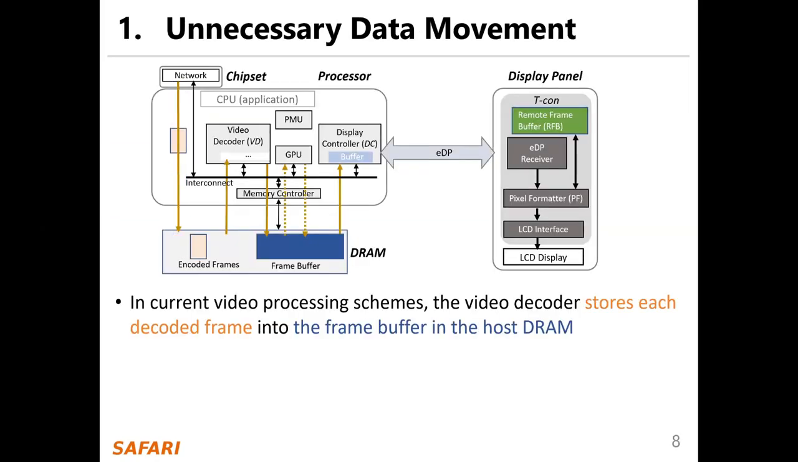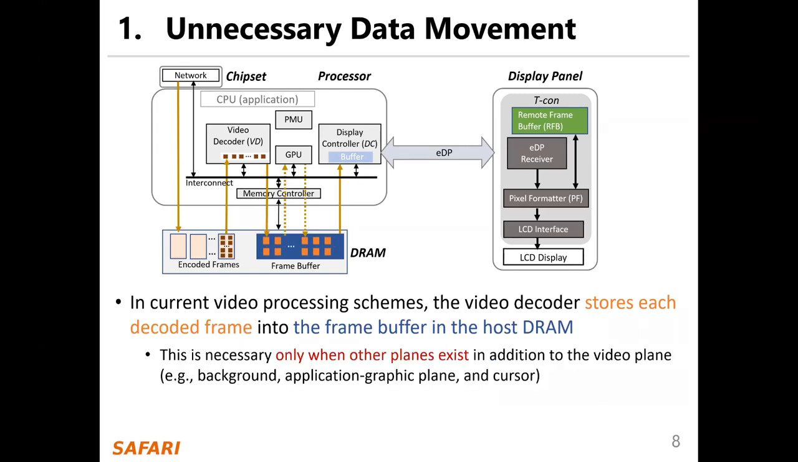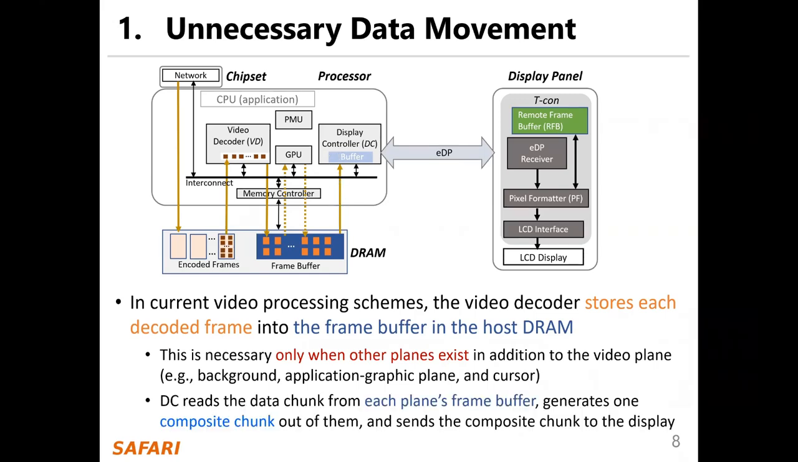In current video processing schemes, the video decoder stores each decoded frame into the frame buffer in the host DRAM. This is necessary only when there exist other planes in addition to the video plane. All other times, there is no need to access the host DRAM. The DC reads the data chunk from each plane's frame buffer, generates one composite chunk out of them, and sends the composite chunk to the display.